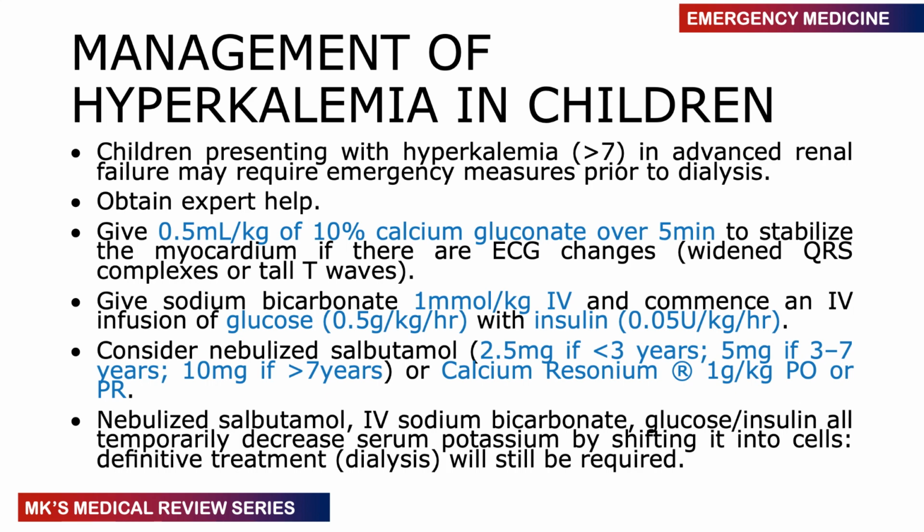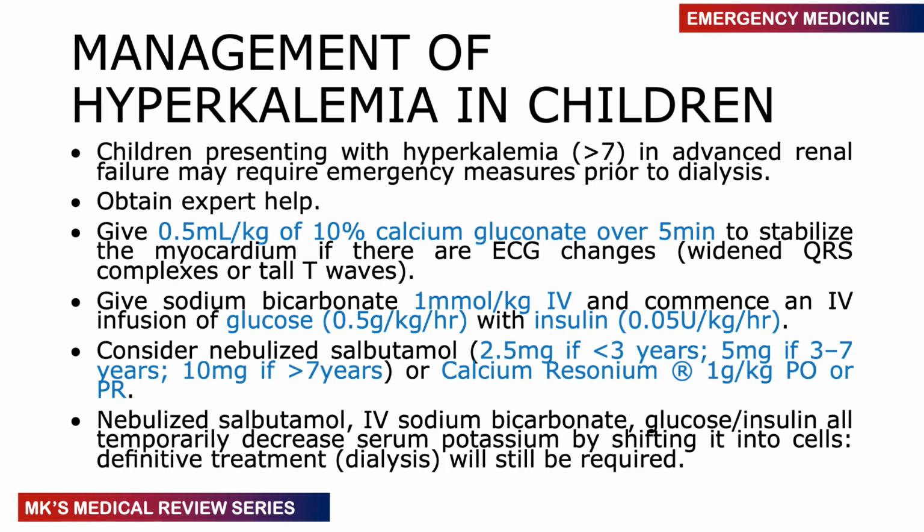So you want to actually prepare them for emergency dialysis. In the meanwhile, call for help from your seniors. Stabilize the myocardium with calcium gluconate, 0.5 mL per kg of 10% calcium gluconate over 5 minutes. Then if they have these ECG changes of widening of the QRS complex or tall T waves, give them sodium bicarb, 1 millimole per kg IV, and commence an IV infusion of glucose, 0.5 grams per kg per hour, with an insulin infusion of 0.05 units per kg per hour.